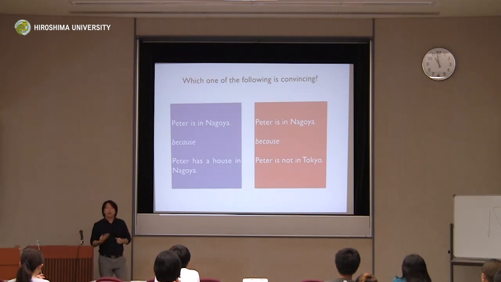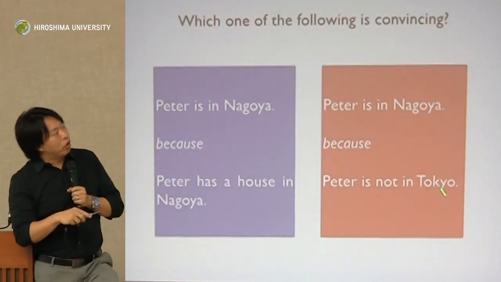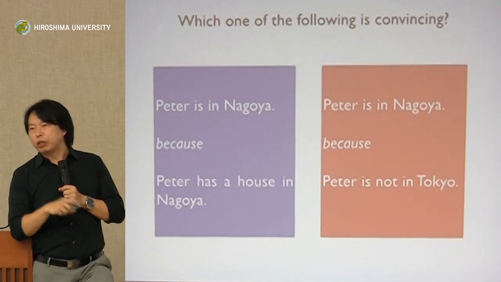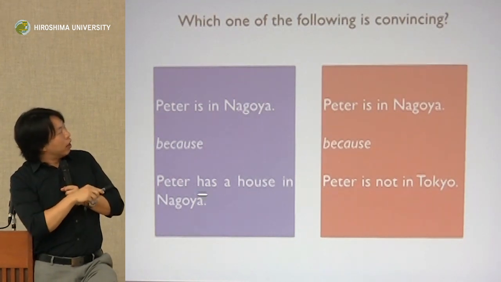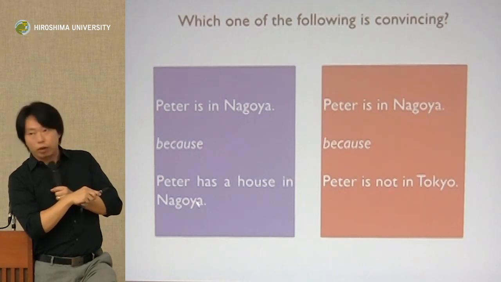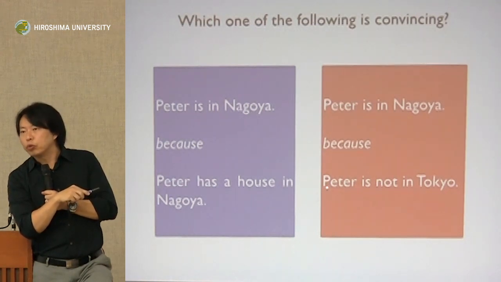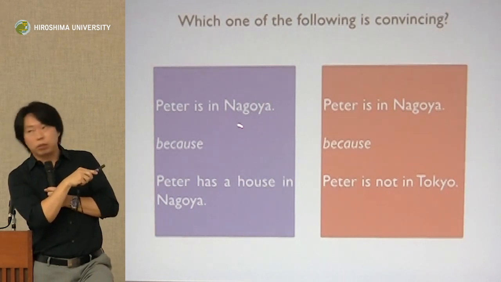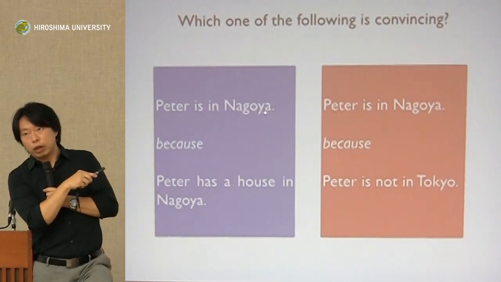Or another way of looking at this: Peter is not in Tokyo. You don't see this as evidence so obviously, but try to think in a different way. Before that, you can see that Peter has a house in Nagoya. Whether this is true or false, it doesn't affect the first one. If this is true, it doesn't mean that the first is true. If this is false, it has no effect on the first one either.